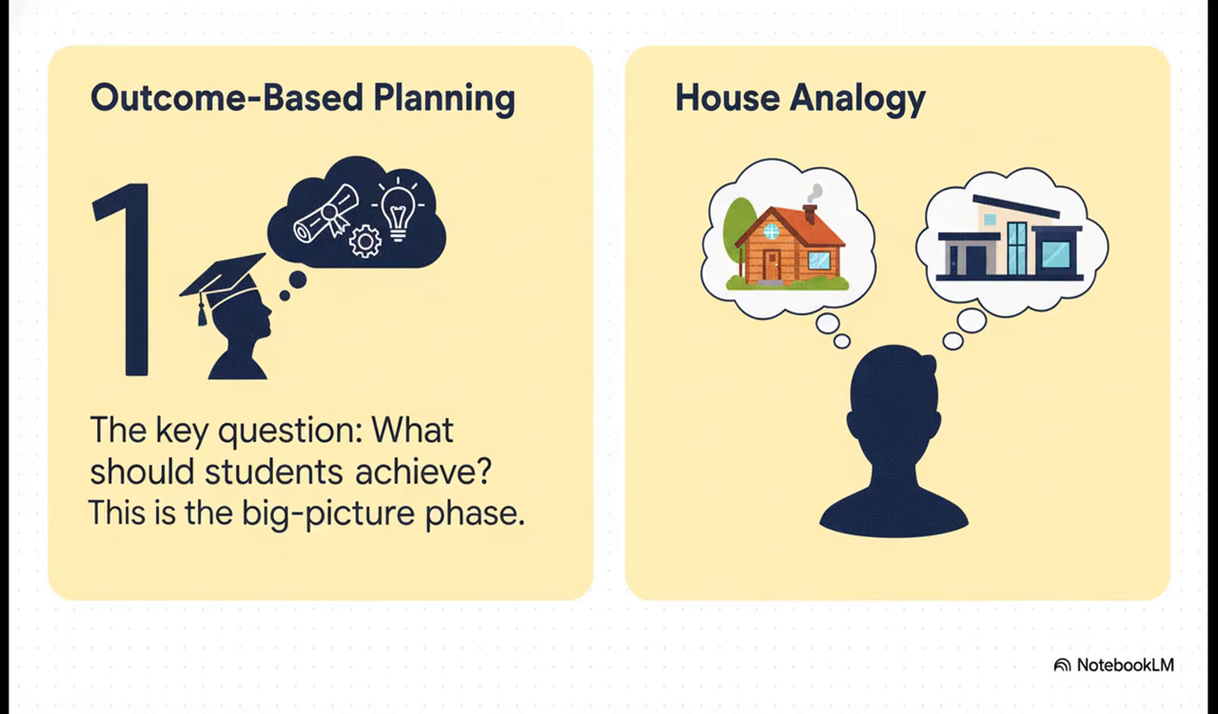First up, we have outcome-based planning. You can think of this as the dreaming phase. In our house analogy, this is where you decide, do you want a cozy little cabin in the woods or a giant modern mansion? In education, the big question is, what should our students be able to achieve? We are defining the absolute vision for who that graduate will be.